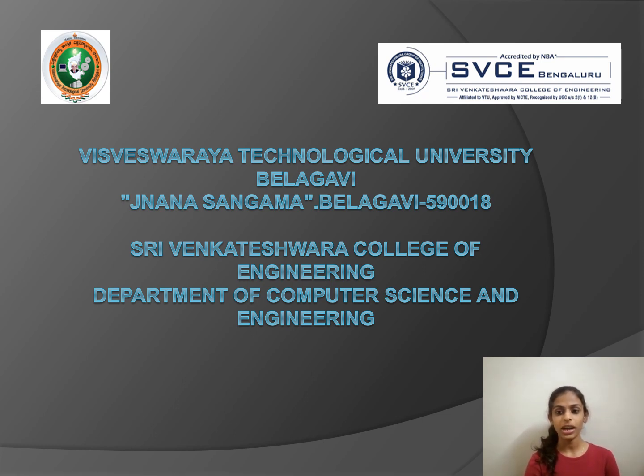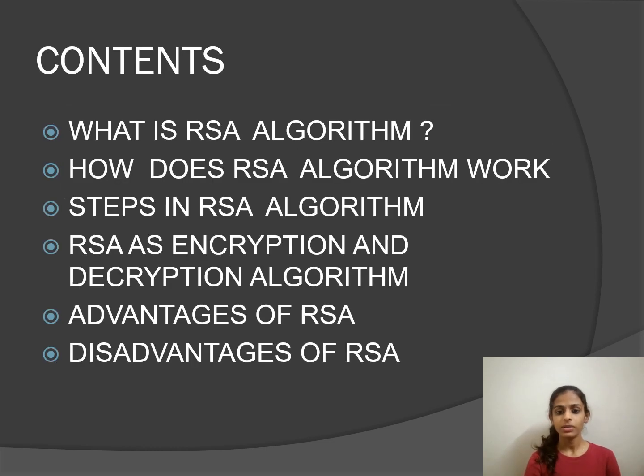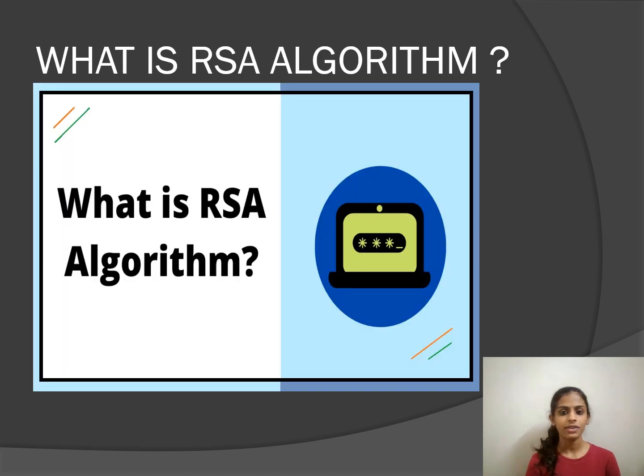Today in this video, I'm going to be talking about the RSA algorithm, which is a part of cryptography under the subject code 18EC744. So in today's video, I'm going to be talking about what is RSA algorithm, how does RSA algorithm work, steps in RSA algorithm, RSA as encryption and decryption algorithm, advantages of RSA algorithm and disadvantages of RSA algorithm. So let's get started. So firstly, what is RSA algorithm?